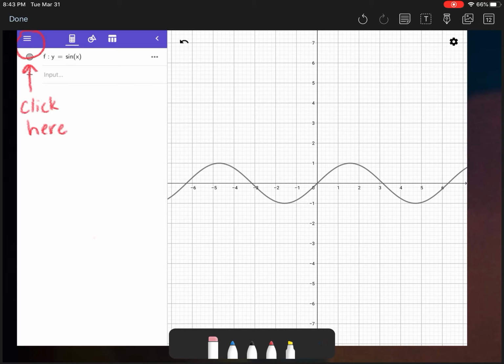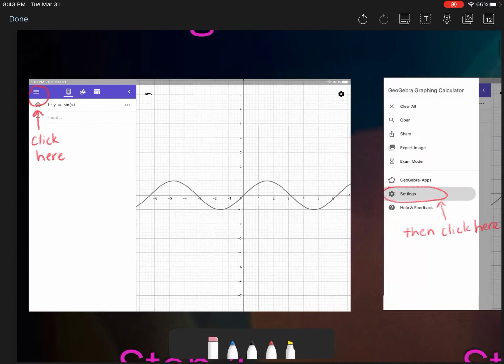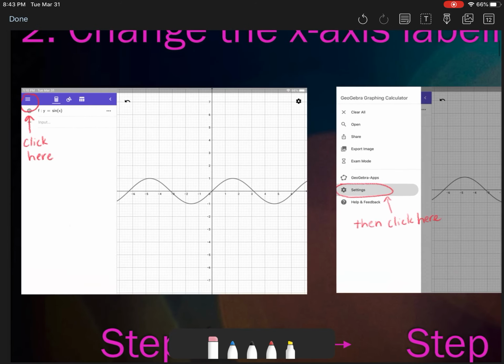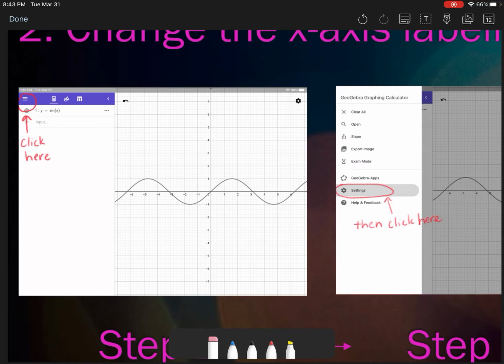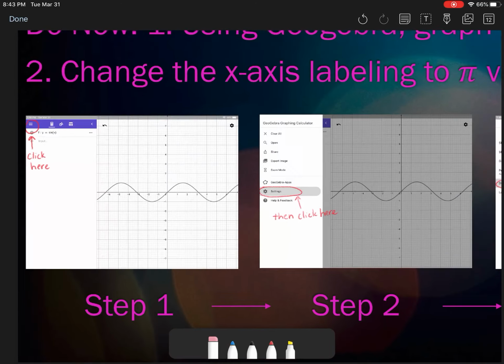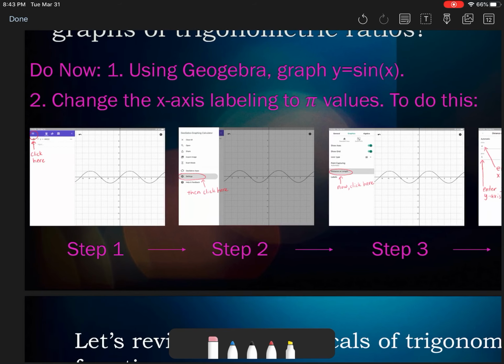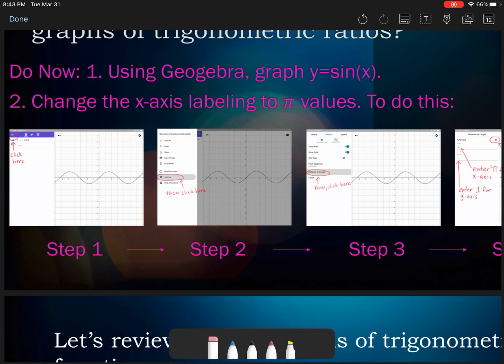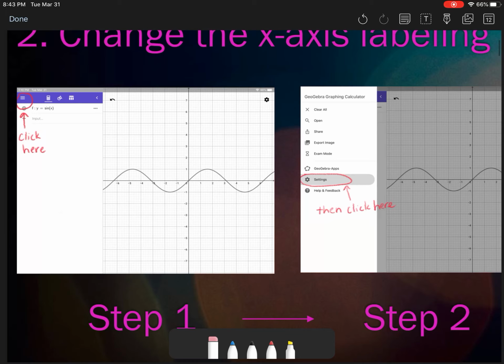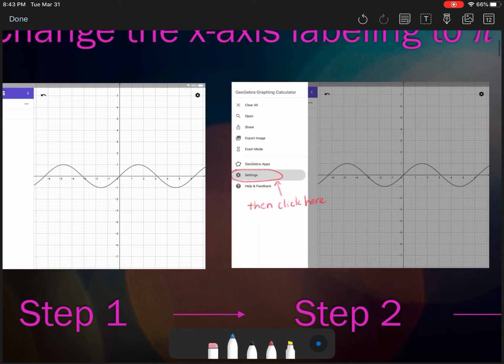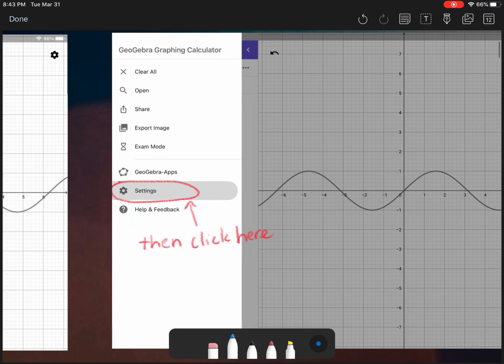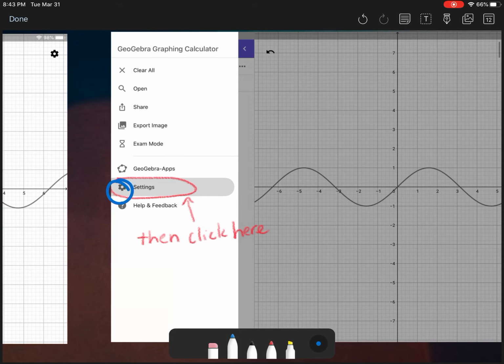Now the next thing I want you to do is follow the steps that I have outlined for you so that you can change the x values on the x-axis. What we want to do is change them so that they're in terms of pi. Okay, so the first thing that you're going to do is click on those three horizontal bars at the top left of the screen in GeoGebra. Okay, you're going to click there. You're going to see this open up here. Next thing you're going to do is click on Settings.